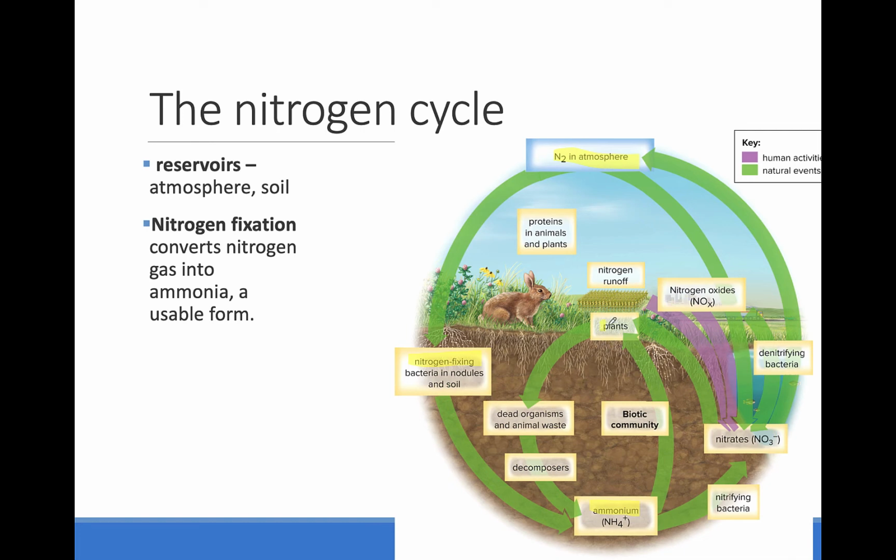Plants get nitrogen through their roots, and then animals eat the plants. Nitrogen is returned to the soil when plants and animals die. Bacteria use a different process called denitrification to return the soil nutrient back to the atmosphere.